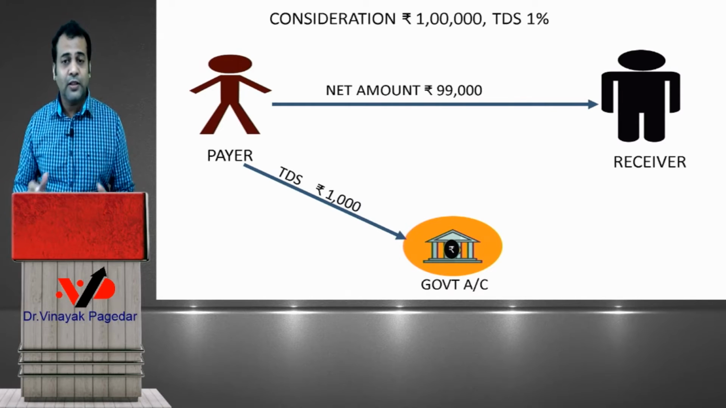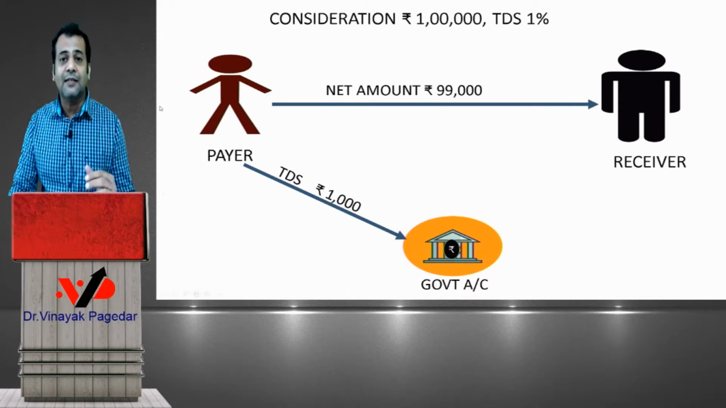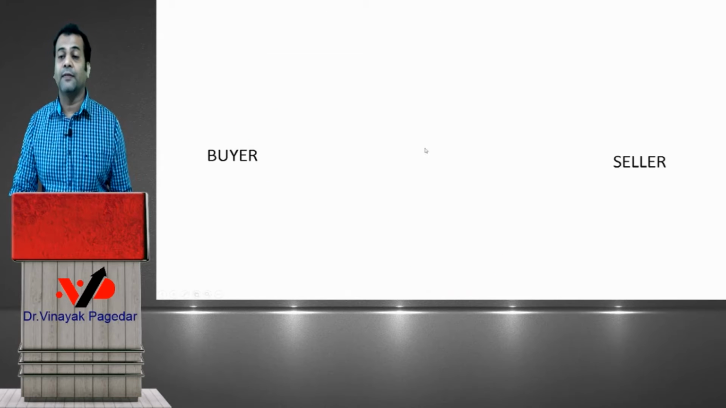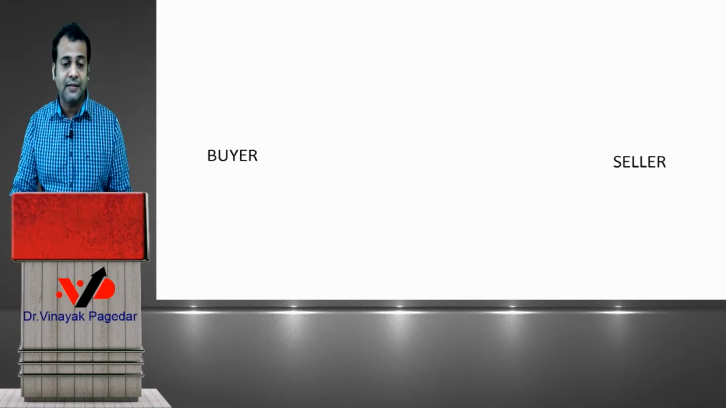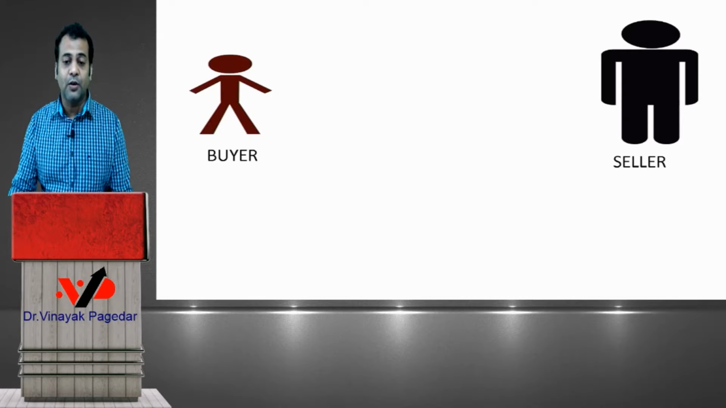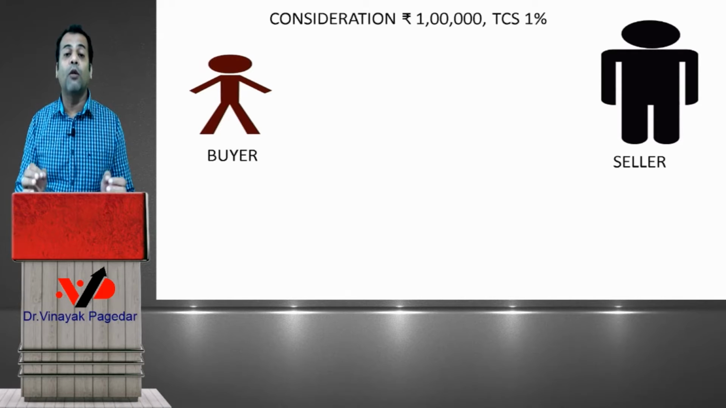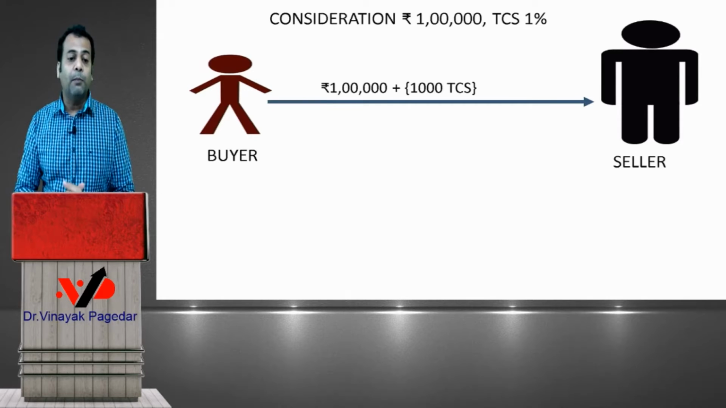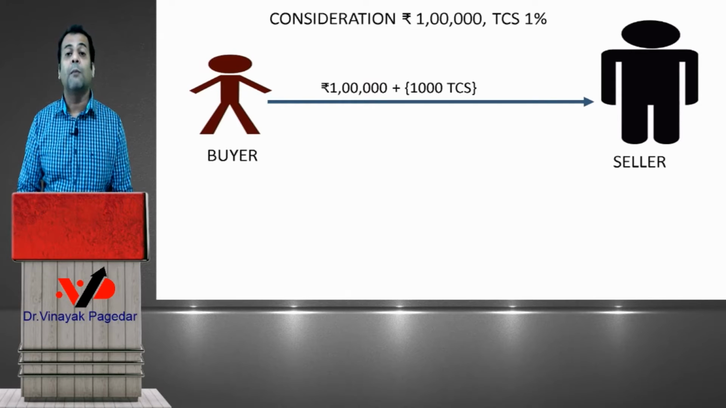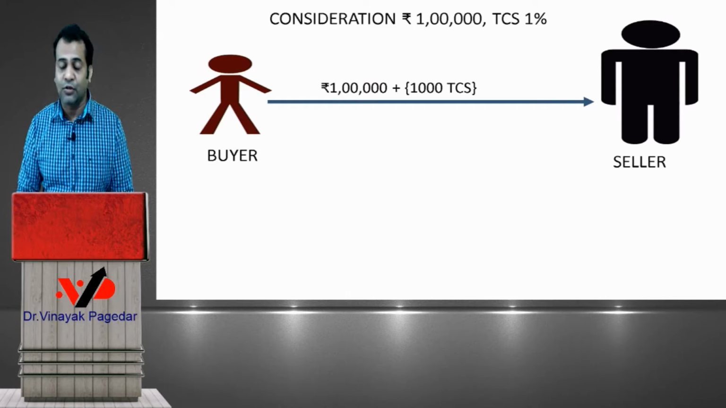So then the question arises, what exactly is tax collected at source? Let's take an example. Now here in my example, there's a buyer and a seller. This is the buyer, this is the seller, you see on your screen, and the consideration involved is 1 lakh rupees. The rate of TCS in my example, I'm taking it at 1%. Now how does this work? What the buyer will do is, he will pay the seller 1 lakh rupees plus an additional 1%, 1,000 rupees as tax collected at source.